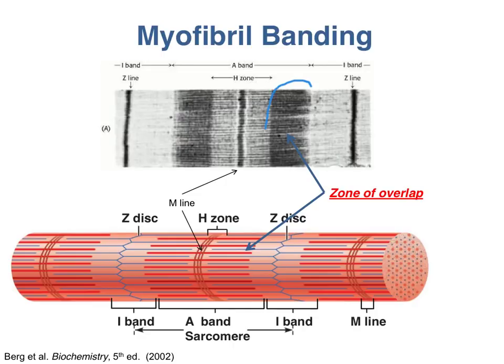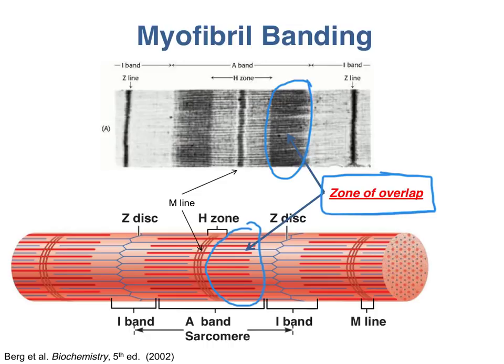This region, corresponding to this region, is very important for skeletal muscle contraction. This is called the zone of overlap. This is where you have both thin and thick filaments overlapping each other. So this is the only region where myosin can actually grab onto the thin filaments.